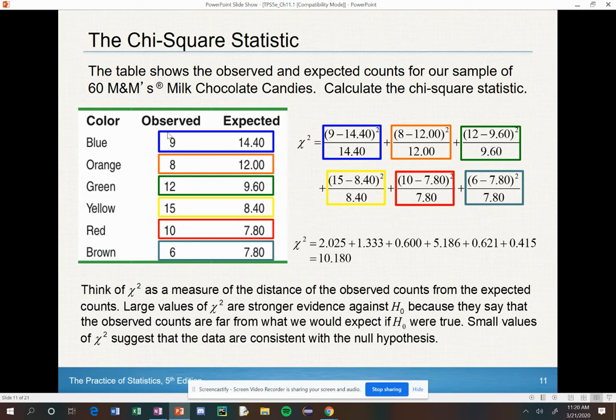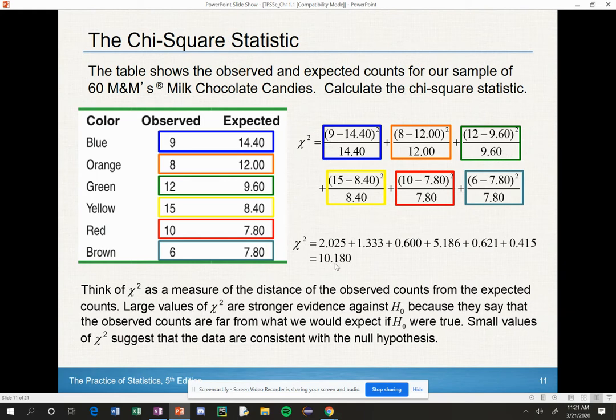So you want to go to Stat, Edit, and in list one, you want to put in all the observed values. There's 6 of them. Then you want to go over to list two and put in all the expected values. Please do not round here. Make sure you're very exact. All right, so once you have the two lists in place, list one and list two, your calculator is going to be your best friend to not only find this chi-squared statistic, but also give you the p-value.